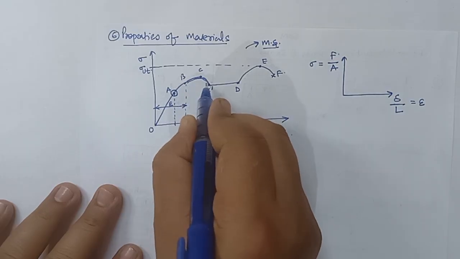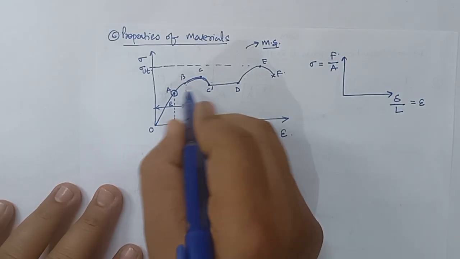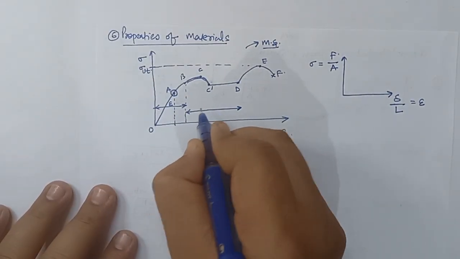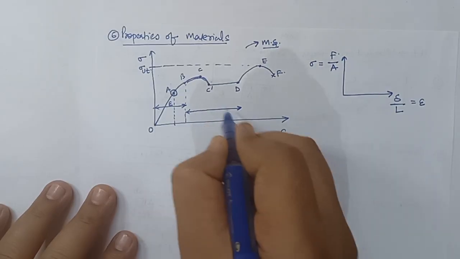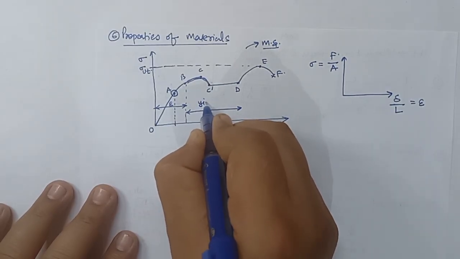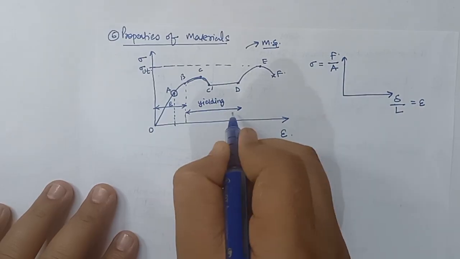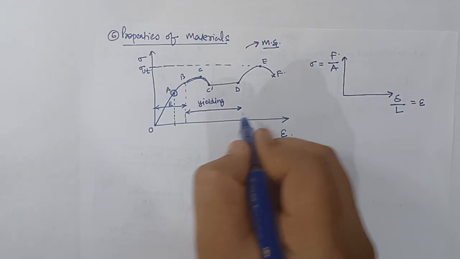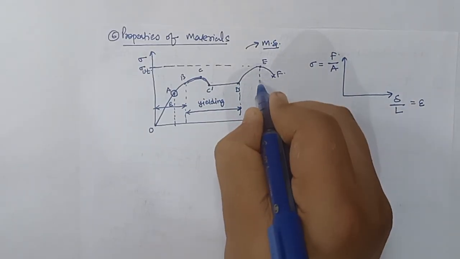And I have earlier told you BC dash is a very small region. You can assume it as a point. So from here to here, this is strain hardening. Sorry, not strain hardening. This is yielding. Yielding means the material is getting yielded. Deformation is there, but the value of stress is not increasing. And after this, we have strain hardening.